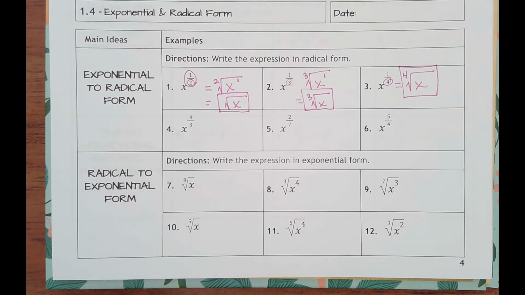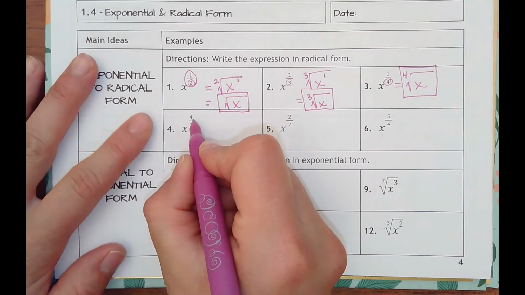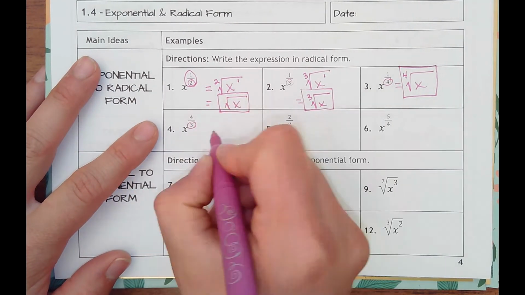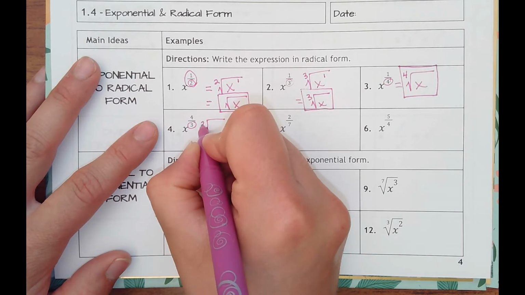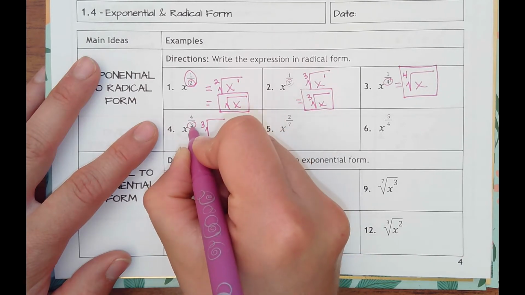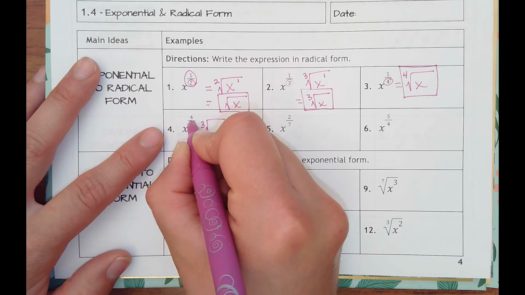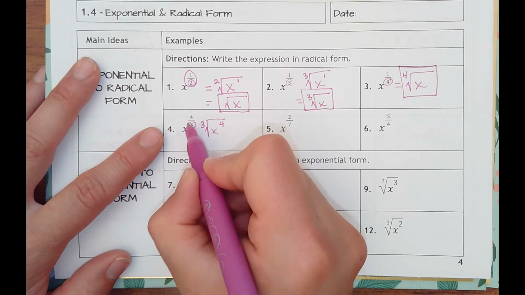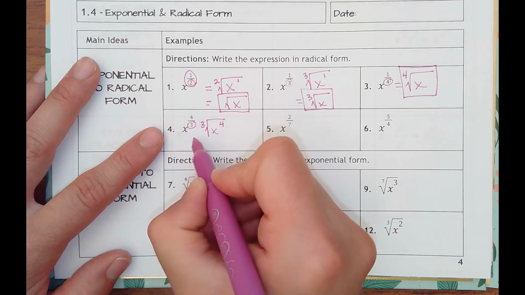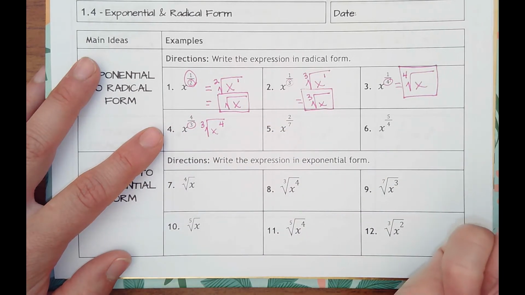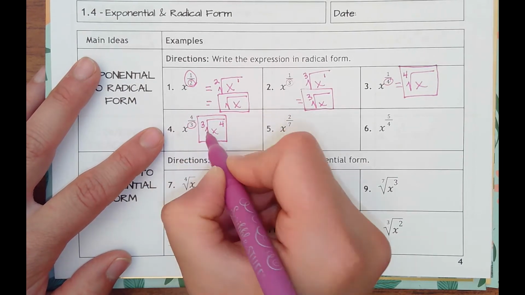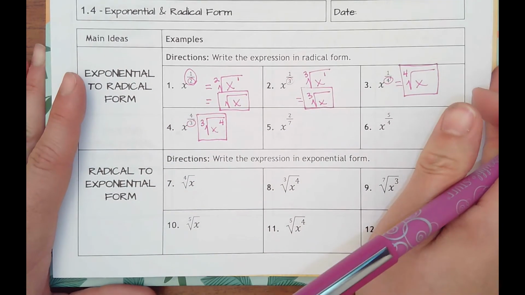All right, number 4, 5, and 6 are not quite as simple. We've got x to the 4/3 power. The rule stays the same, where the denominator of the fraction becomes the index of the radical. So this would be the cube root of x to the 4th power. So I picture it as x to the 4th power. They kind of stay together, and the 3 comes around and becomes the index. And even though that was an improper fraction where the top was bigger than the bottom, that's okay. Leave that just like that.